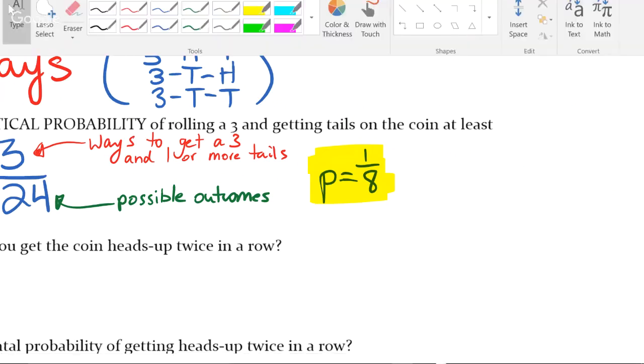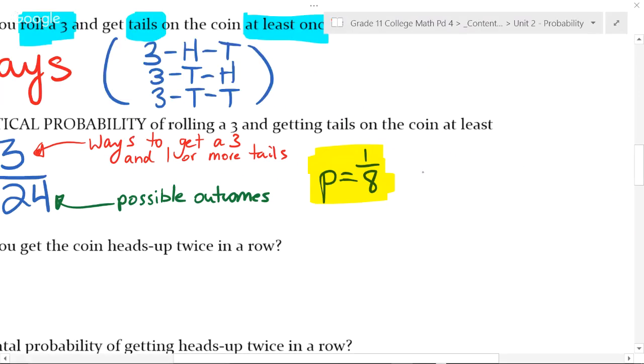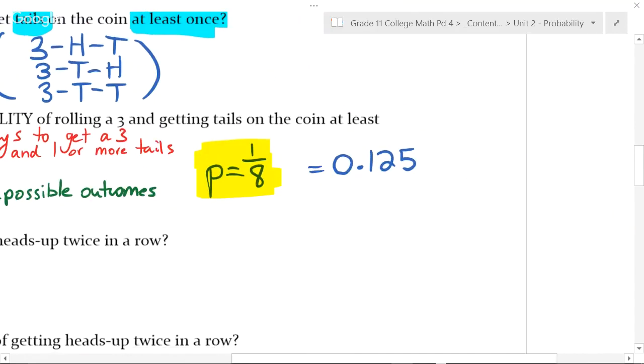Anyway, I'm going to let you do it on your calculator. And it is 0.125. And if we want to, we could express that as a percent, and it would be, good job, Brody, thank you, 12.5%.